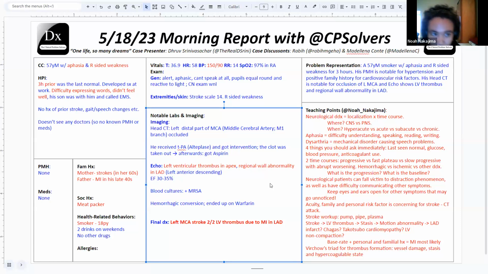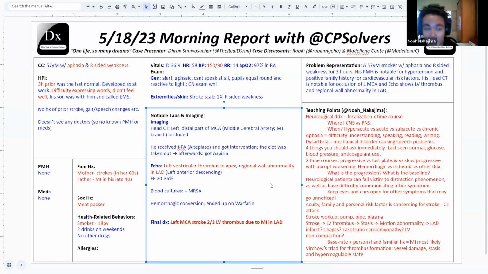So we had a patient with sudden neurological symptoms, and there are 4 things you should ask this patient immediately. Last seen normal, what's the glucose level, what's the blood pressure, and is he on any anticoagulants? Those things are important when we're considering a stroke presentation. Talking about stroke, there are 3 possible time courses: progressive versus a fast plateau versus a slow progressive with abrupt worsening. Sometimes they can be classic for hemorrhagic strokes versus ischemic versus other differential diagnoses, respectively.